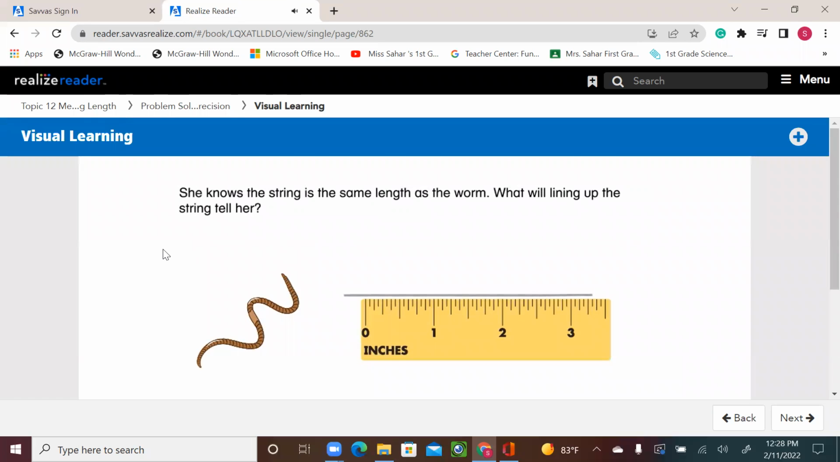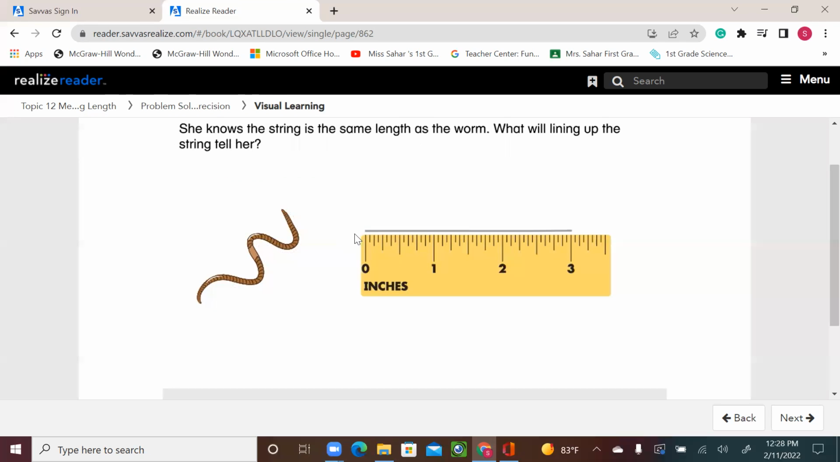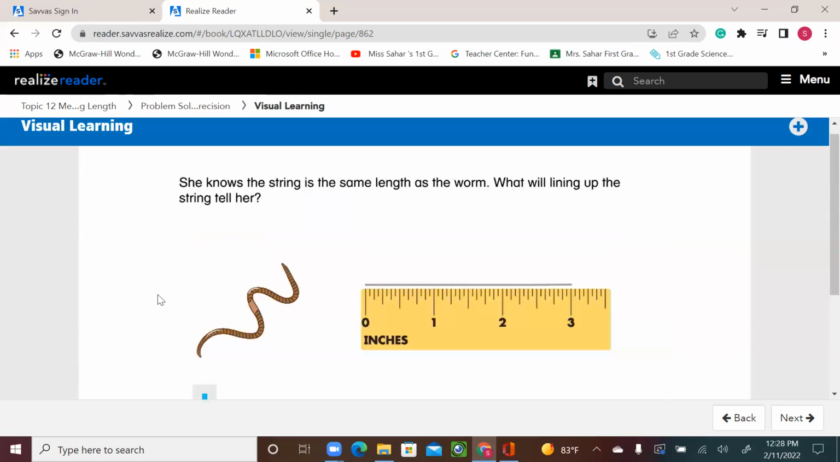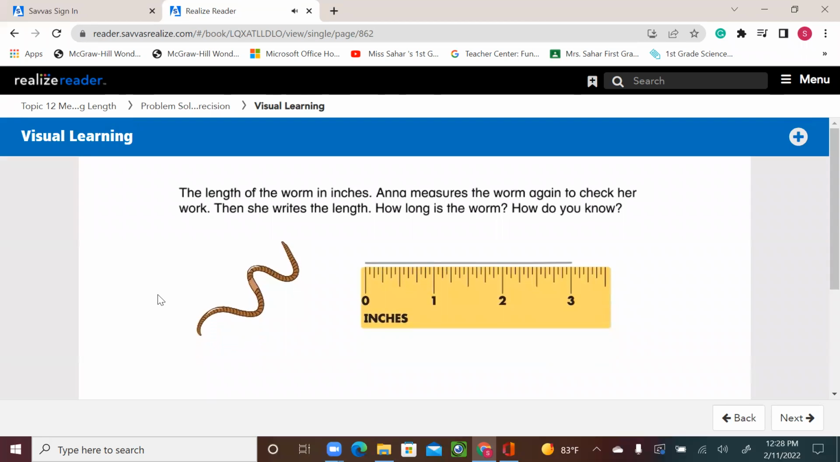She knows the string is the same length as the worm. What will lining up the string tell her? The length of the worm in inches. Anna measures the worm again to check her work. Then she writes the length. How long is the worm? How do you know? Select your answer.